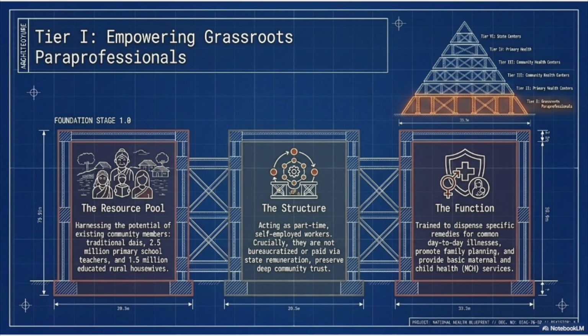This philosophy translated into a 6 tier structure for community health. Let us walk through each tier one by one. Tier 1 was about empowering grassroots paraprofessionals. The resource pool here included existing community members such as traditional DAIs, 2.5 million primary school teachers, and 1.5 million educated rural housewives. In terms of structure, these workers acted as part-time self-employed individuals.